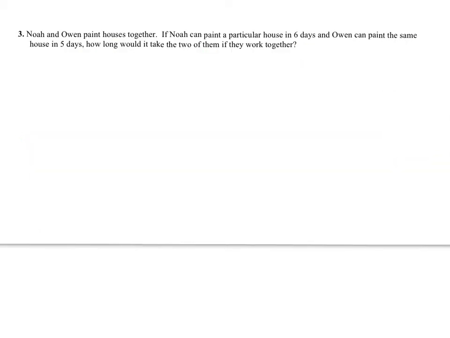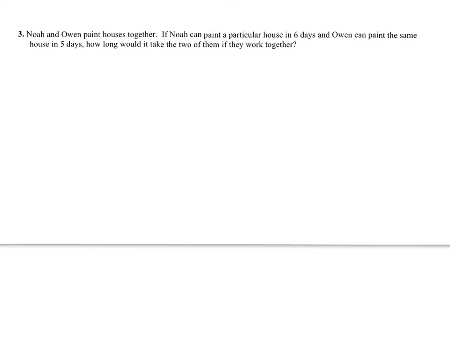On number 3, we're going to go back to solving rational equations with a word problem. And this word problem is about work. So Noah and Owen paint houses together. Noah by himself can paint the house in 6 days. Owen can do it in 5 days. So obviously if they work together, it will take less time because they're helping each other.